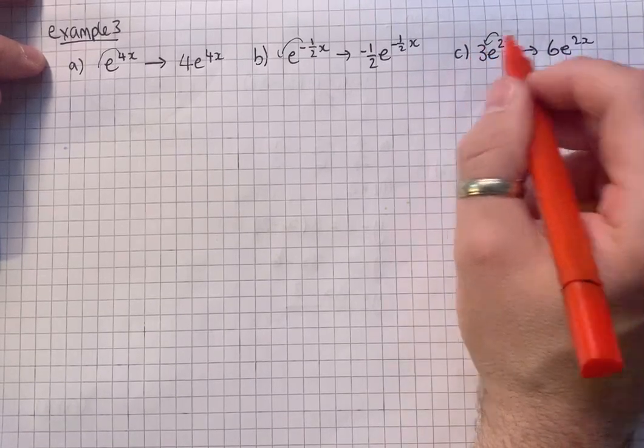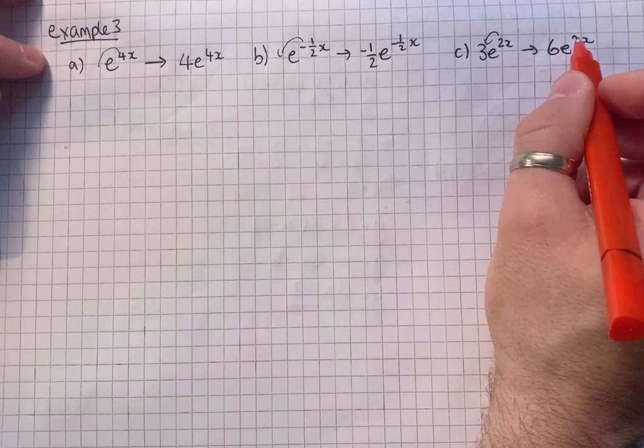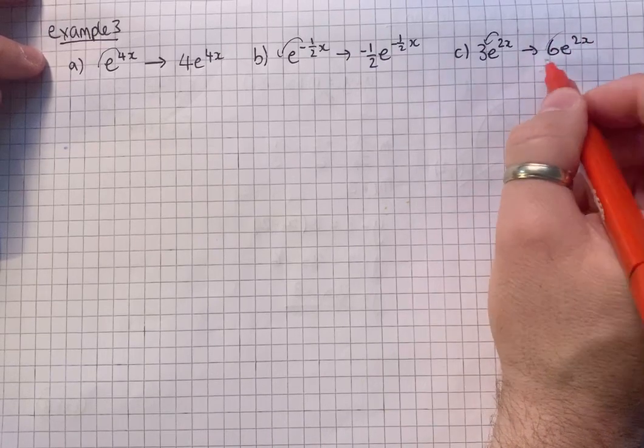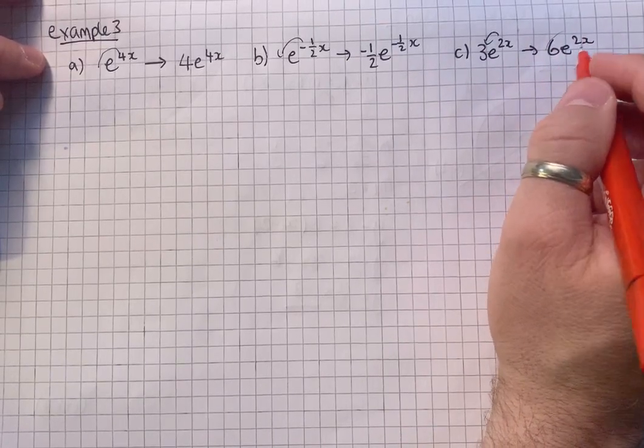So the power all stays the same, and whatever the coefficient of the power is, you just multiply, if there is a coefficient there, by that value.